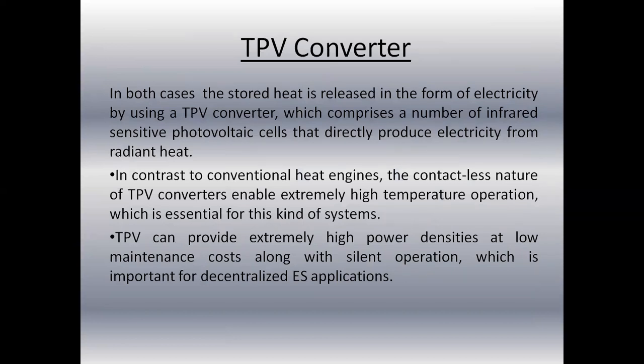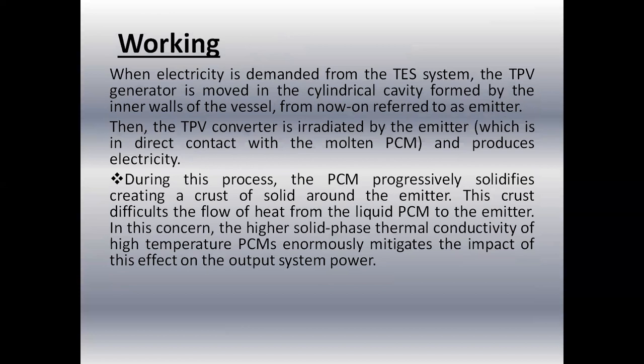Now we want to convert this energy into electricity. Then we use a TPV converter. In both cases, the stored heat is released in the form of electricity by using a TPV converter, which comprises a number of infrared sensitive photovoltaic cells that directly produce electricity from the radiant heat. In contrast to conventional heat engines, the contactless nature of the TPV converters enables extremely high temperature operations, which is essential for this kind of system. As a result, it will store more energy and give us more output, more energy density. TPV can provide extremely high power densities at low maintenance cost, along with silent operation, which is important for decentralized energy storage applications.